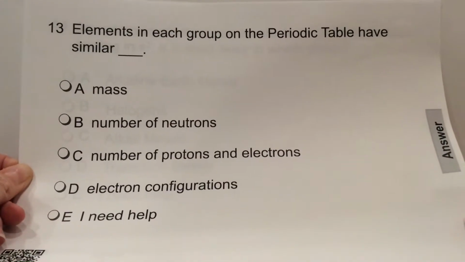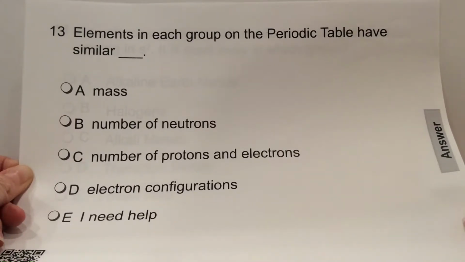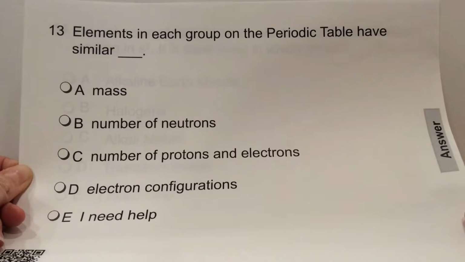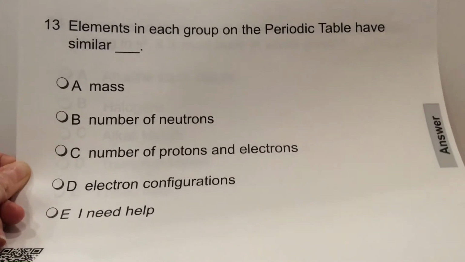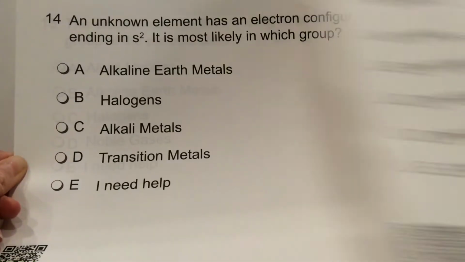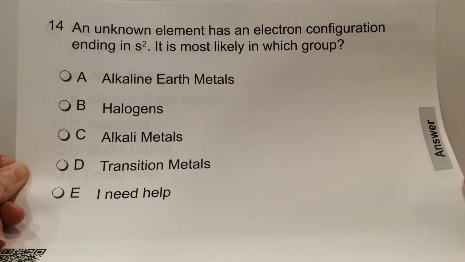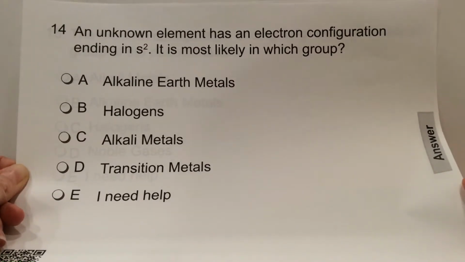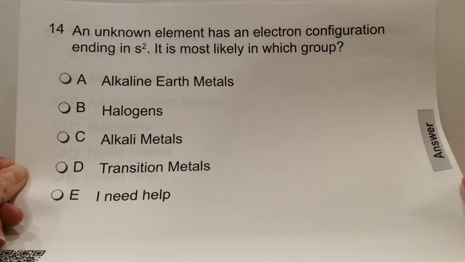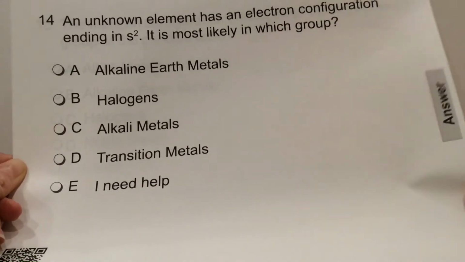Elements in each group on the periodic table have similar, is it A, mass, B, number of neutrons, C, number of protons and electrons, or D, electron configurations? Choose the best answer. 14. An unknown element has an electron configuration ending in S2. It is most likely in which group? Alkaline earth metals, halogens, alkali metals, transition metals. S2 ending.